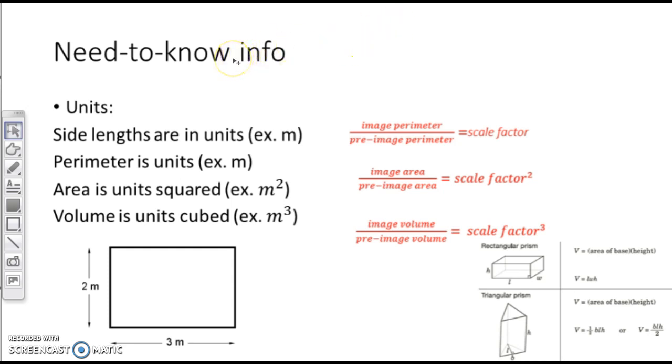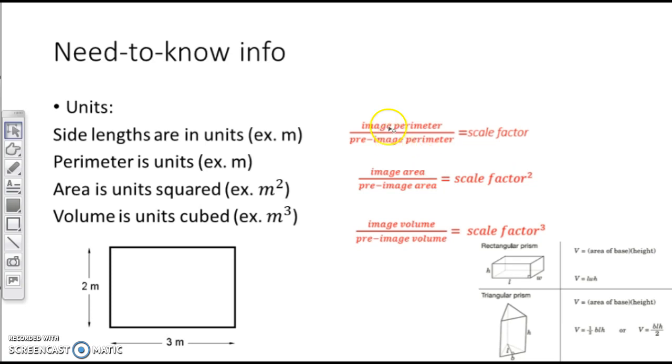Alright, so here's your need to know info. This is a lot of the same stuff from quiz 2.10. You need to know your units. So area is units squared, volume is units cubed, and perimeter is just plain old units. And then you also need to know that when you're dealing with similar figures, you have a scale factor. You're multiplying it by something to make it bigger or smaller.